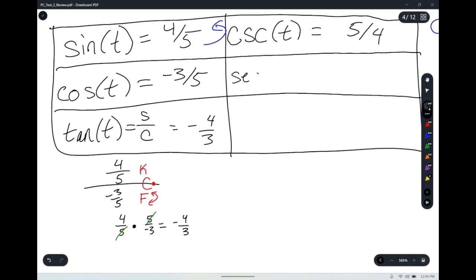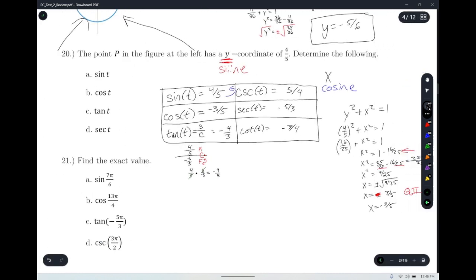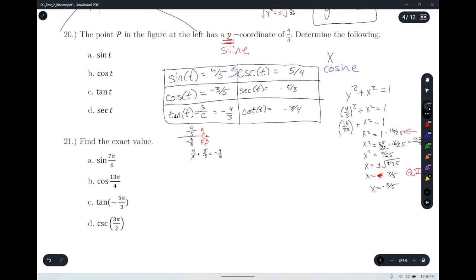Need to get our secant? It's just flip-flopping that thing. Need to get our cotan? It's just flip-flopping that thing. And that probably answers all three of the questions next to it, I believe. Yep, does it? Fun? No. Possible? Yeah.